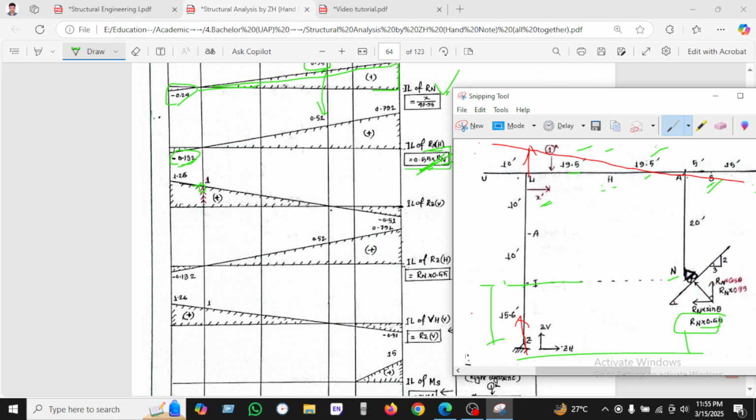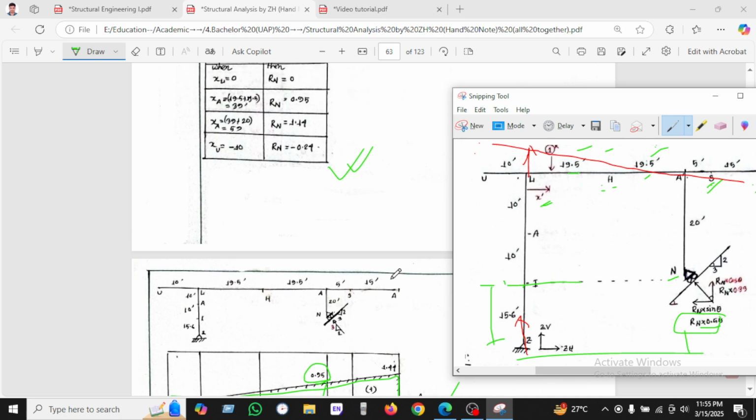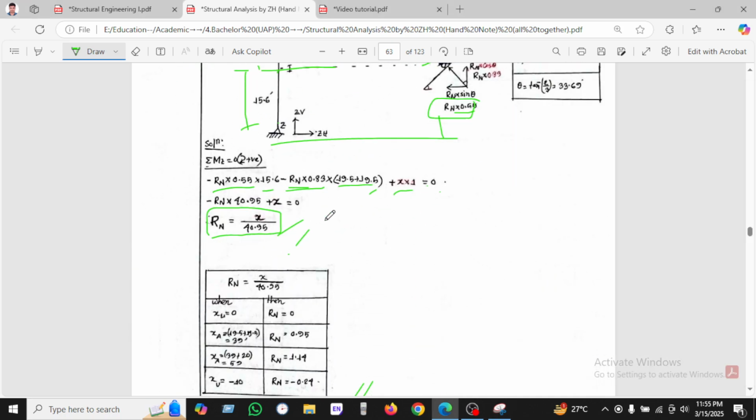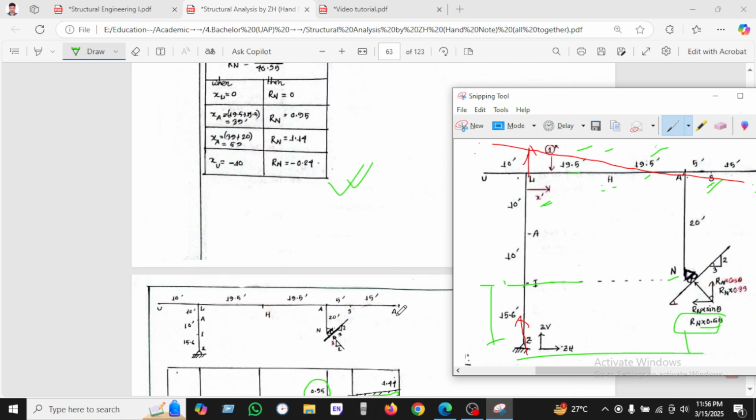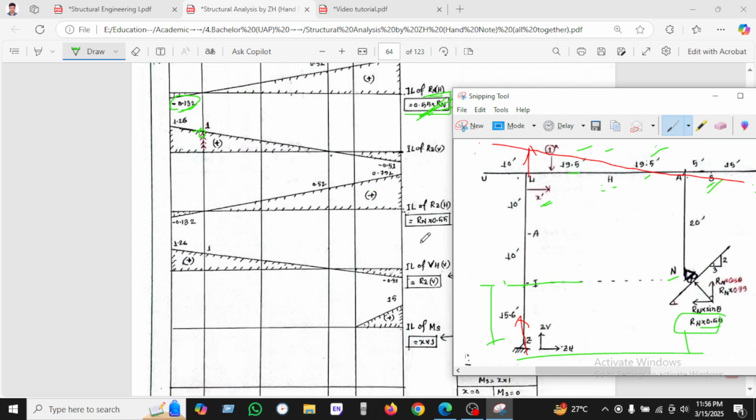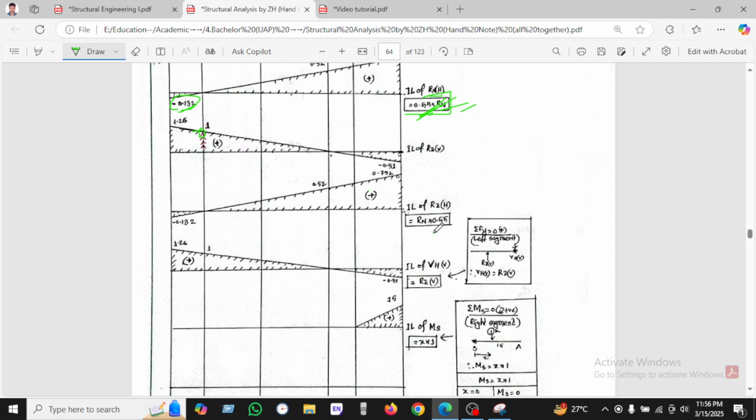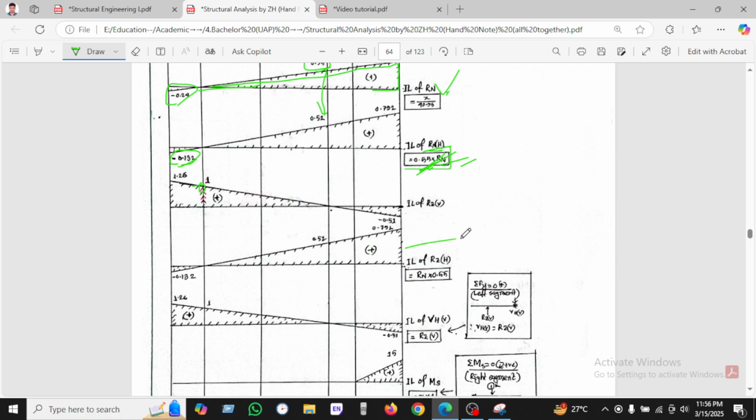As we know, Rz horizontal is the equation we have found. Rz horizontal equals Rn horizontal. That's why the two diagrams will be the same. Rz horizontal and Rn horizontal, these two diagrams will be the same as the horizontals are similar.